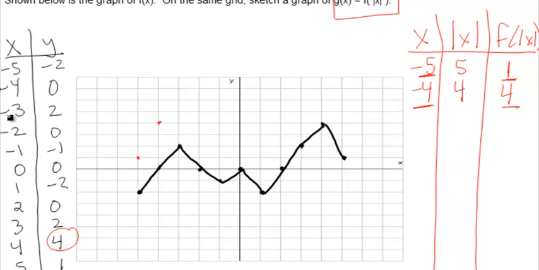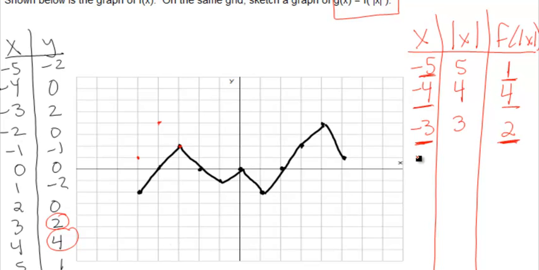Let's try it again. Let's let x be -3. So according to this, you want to take the absolute value of your x first, which is going to turn this into a +3, and then you want to use that as your new input into your function f. And according to our function, if the input is 3, the output should be 2. So our new coordinates are going to be -3 with a new output of +2. So that is actually this point right here.